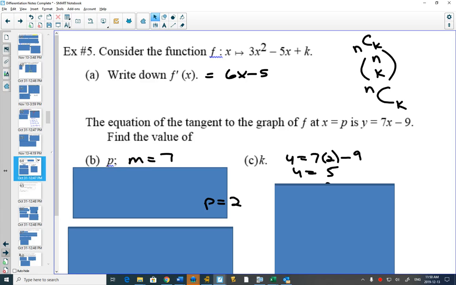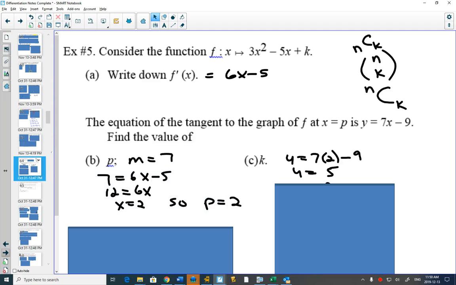We want to find the value of p. Well, what do we know from y equals 7x minus 9? We know the slope. We know that the slope is 7. If we know that the slope is 7, we can plug that into your derivative and find out that the x value had to be 2 to get a slope of 7. And if the x value has to be 2 to get a slope of 7, and they're telling us it's at x equals p, well then p would have to be 2.